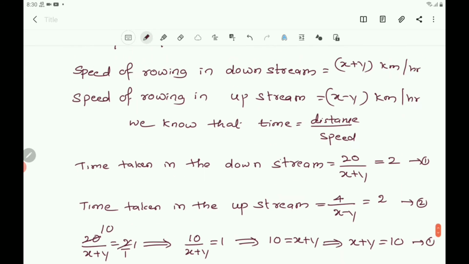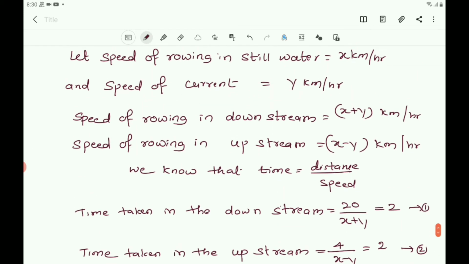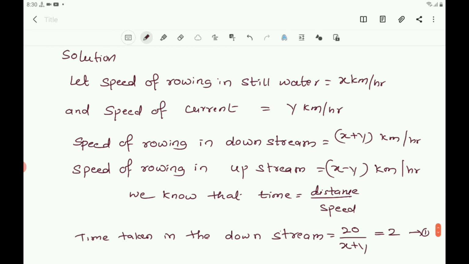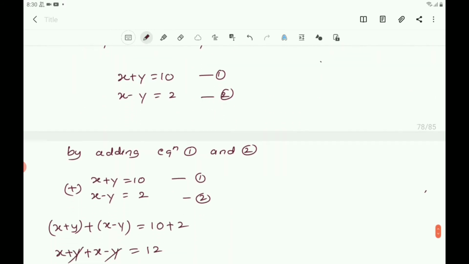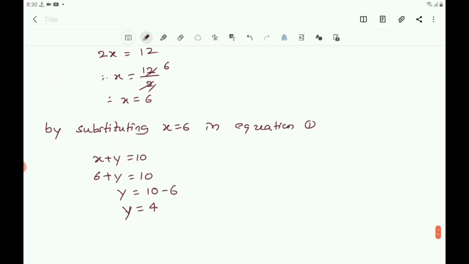What is x we have taken here? x is the speed of rowing in still water and y is the speed of the current. So here x is 6, y is 4, means it is 6 km per hour and 4 km per hour. So x equals 6 km per hour and y equals 4 km per hour.